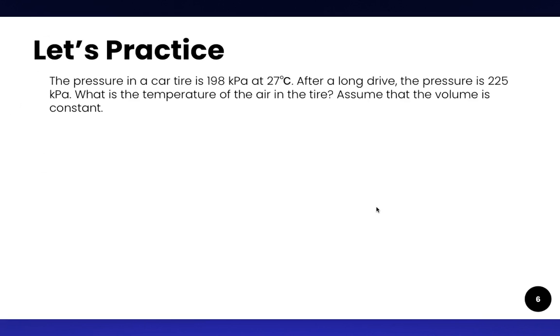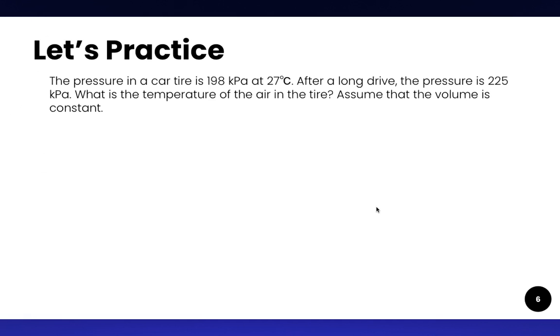The pressure in a car tire is 198 kilopascals at 27 degrees Celsius. After a long drive, the pressure is 225 kilopascals. What is the temperature of the air in the tire? Assume that the volume is constant.